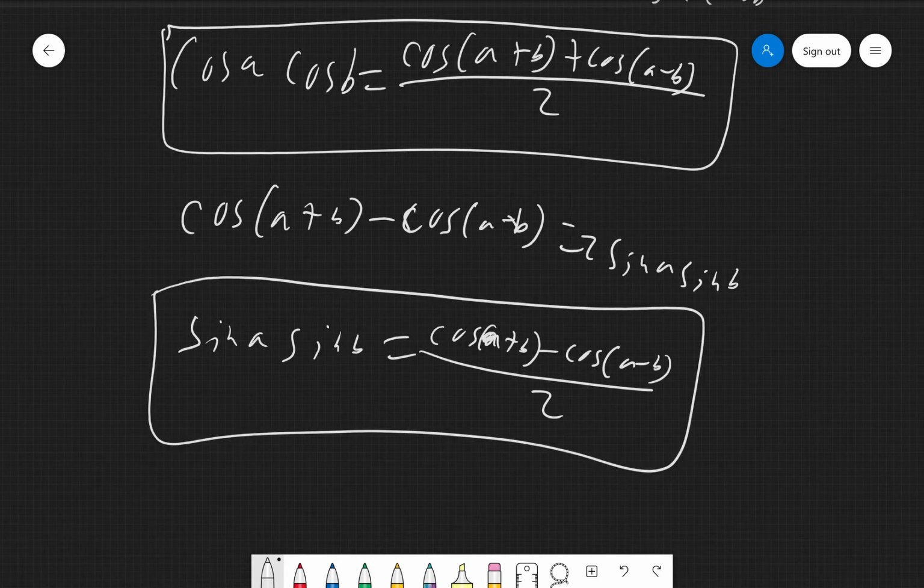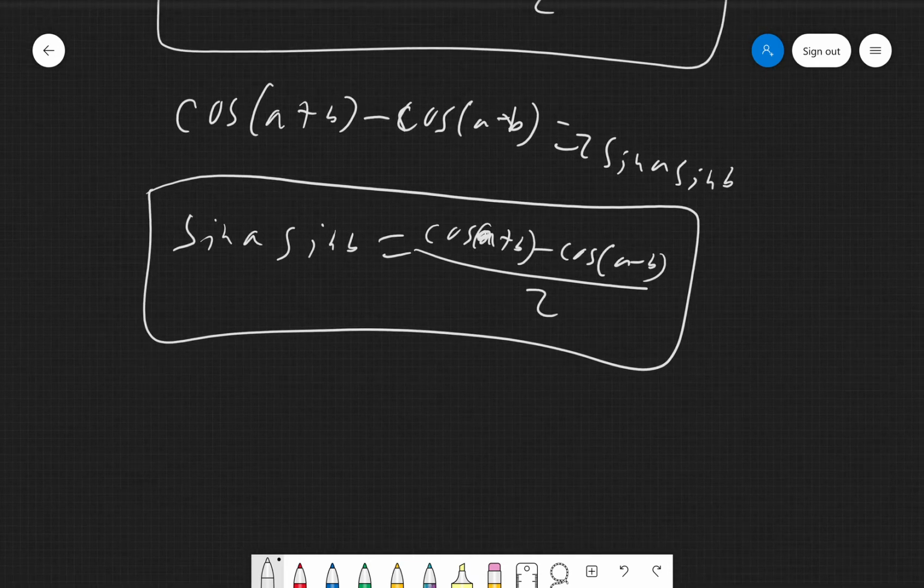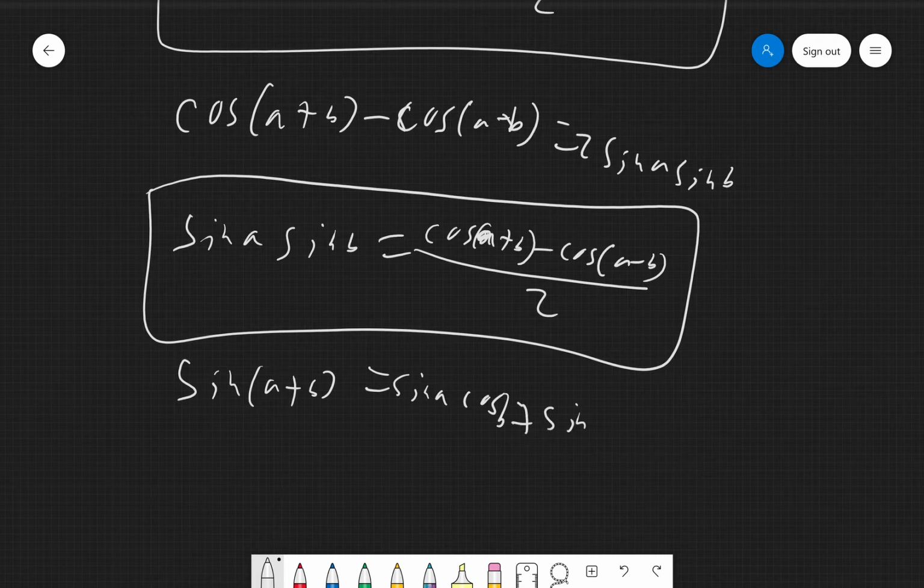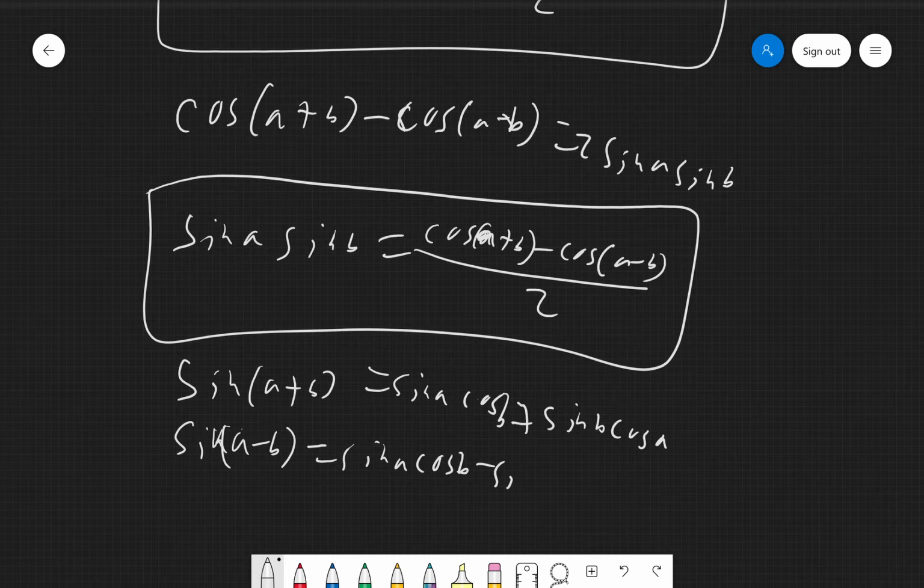Now, we also have that the sine of a plus b is equal to sine of a cosine of b plus the sine of b cosine of a, and the sine of a minus b is equal to the sine of a cosine of b minus sine of b cosine of a.